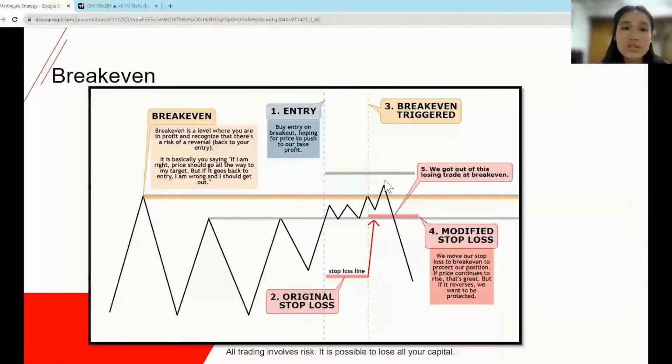So I see price continue upwards, reverse down, and hit my break-even. Then I'm going to shift my stop loss line from below here over to our entry. We do this in order to break even and protect our position. If price continues to rise, that's great, we'll probably hit our take profit. But if it doesn't, which you can see in this case it didn't, we do want to be protected. So we got out of this losing trade at break even.